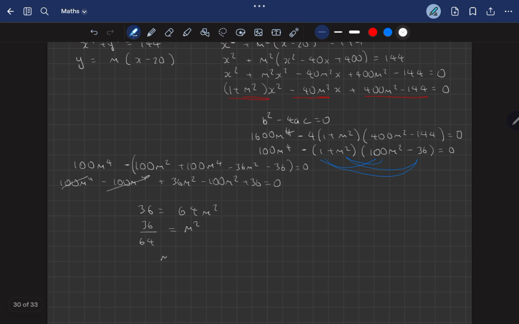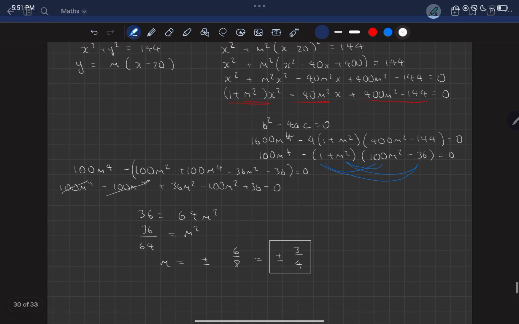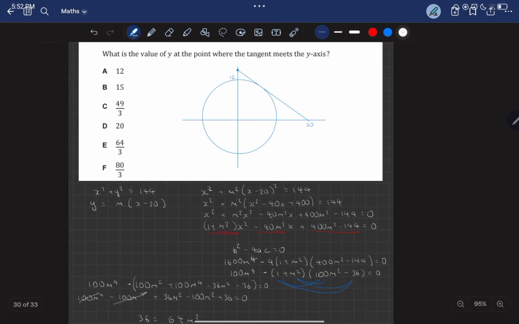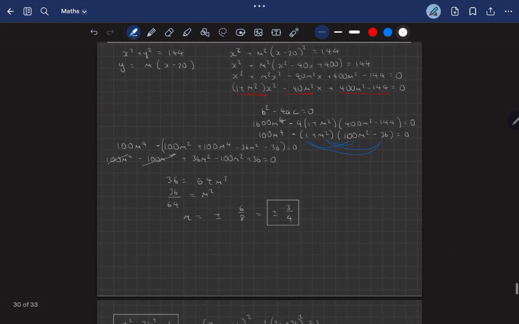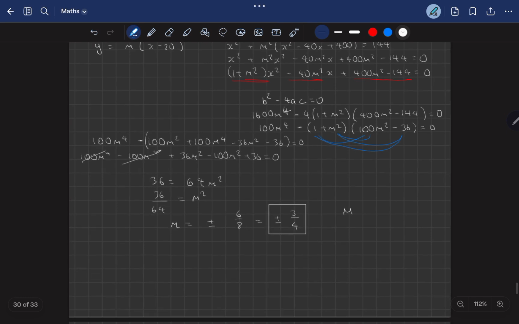So m is going to be plus or minus, remember, because we're square rooting, 6 over 8, which is the same as plus or minus 3 over 4. Okay? However, we know that based off our diagram, the gradient has to be negative. So the gradient m is equal to negative 3 over 4.